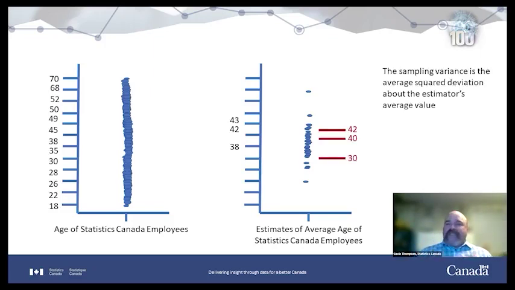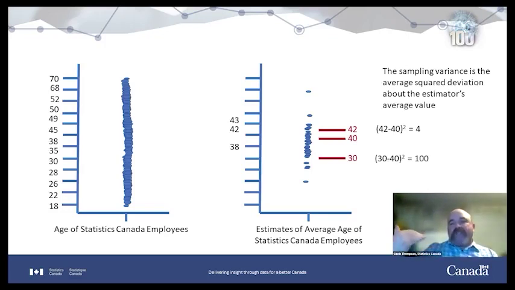So what sampling variance is, it's the average squared deviation about the estimator's average value. Oh my gosh, Gavin is starting to talk gibberish to some of us. So the average squared deviation about the estimator's average value. What on earth does this mean? Let's have a look. Suppose we take a look at all these dots, we take an average of the dots, and we find that the value is 40.